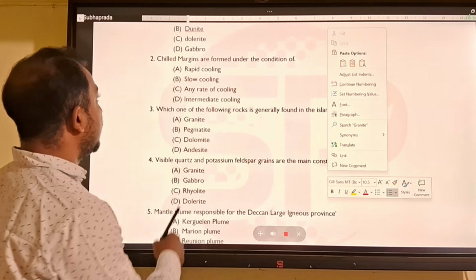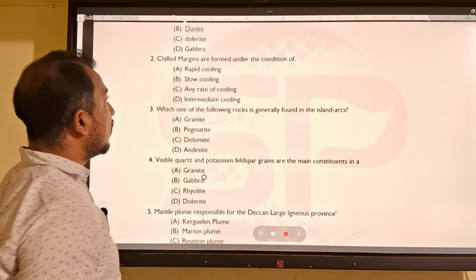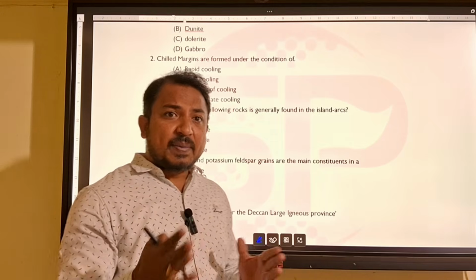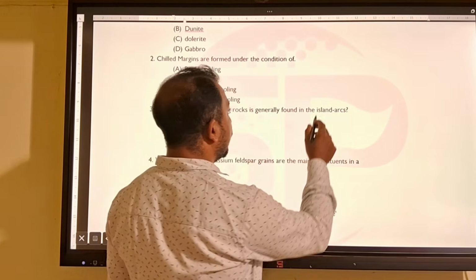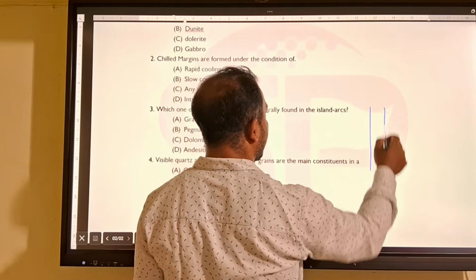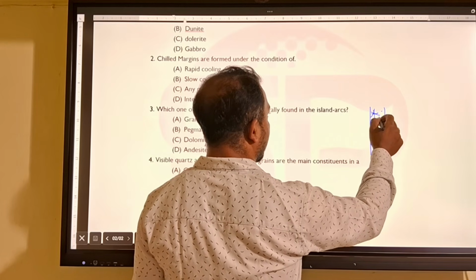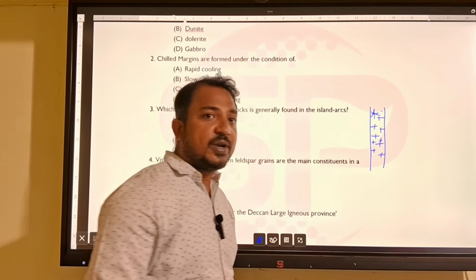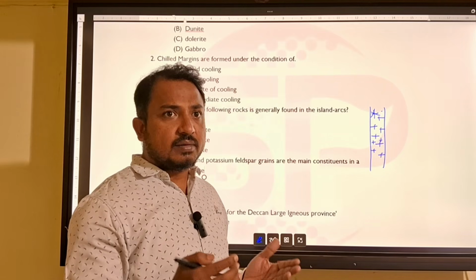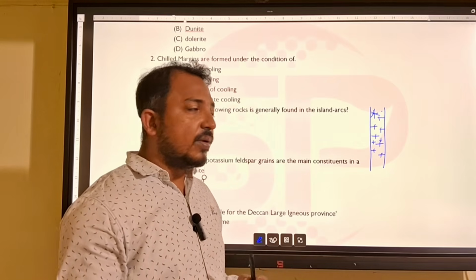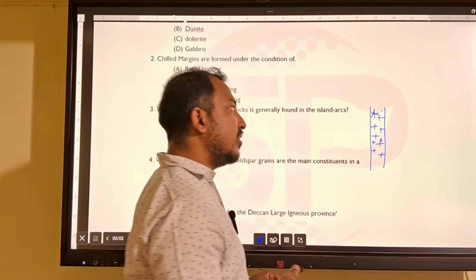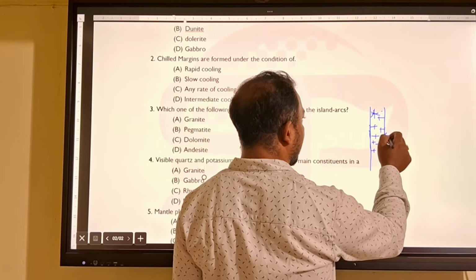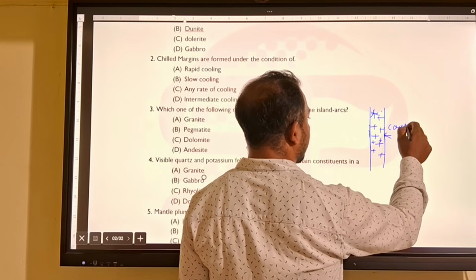Next question, chilled margin. Chilled margins are often under the condition of... So what is a chilled margin? You can say it is a margin that rapidly cooled. When an intrusive body enters into a country rock, you can take the example of a dike, a sill, or a batholith, when they intrude into the surrounding country rock, then the margin of the intrusive body suddenly comes in contact with the country rock.